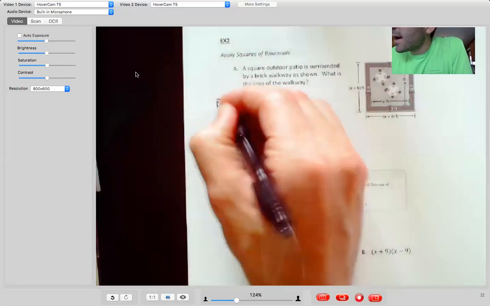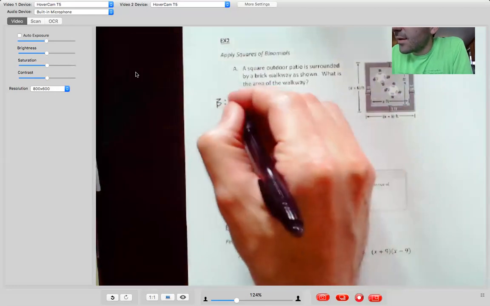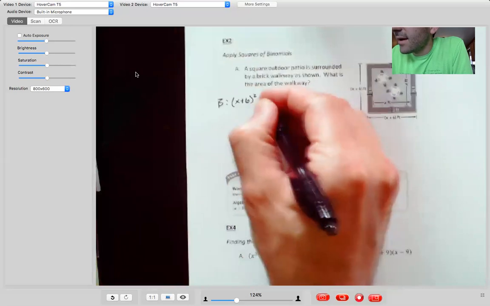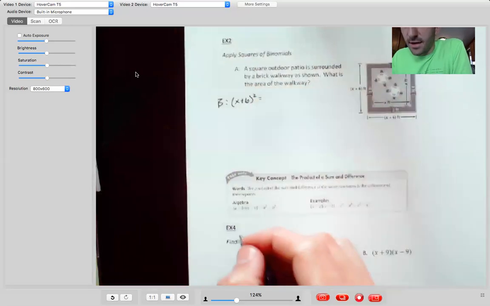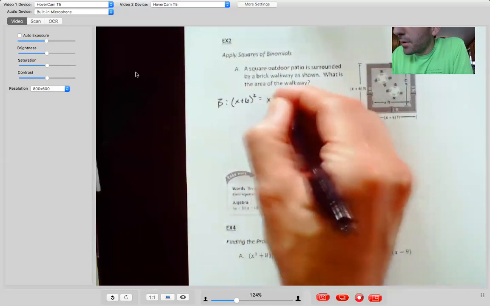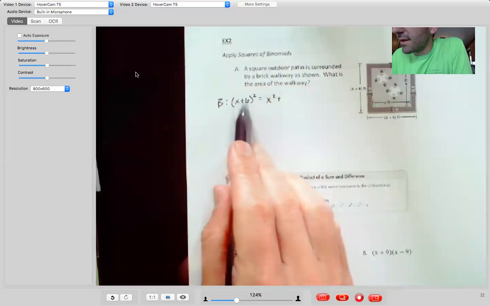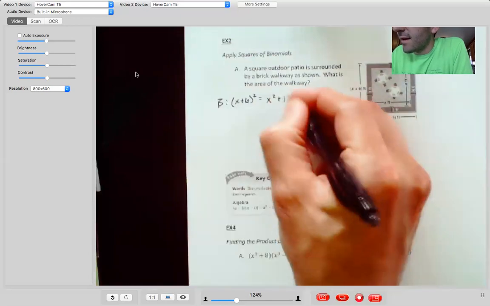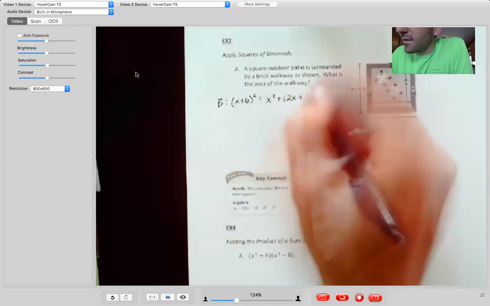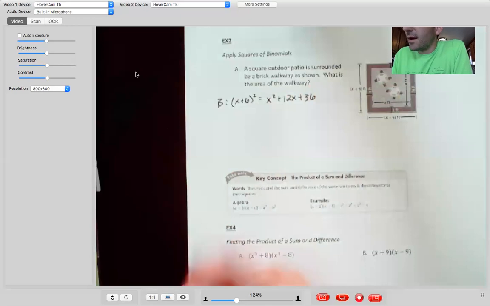So the big square is x plus 6 by x plus 6, or x plus 6 squared. I'm going to use the shortcut here. So this would be a squared plus 2ab, so plus 2 times x times 6, so that'd be 12x, plus b squared, so 36. So that's my area of the big outer part.